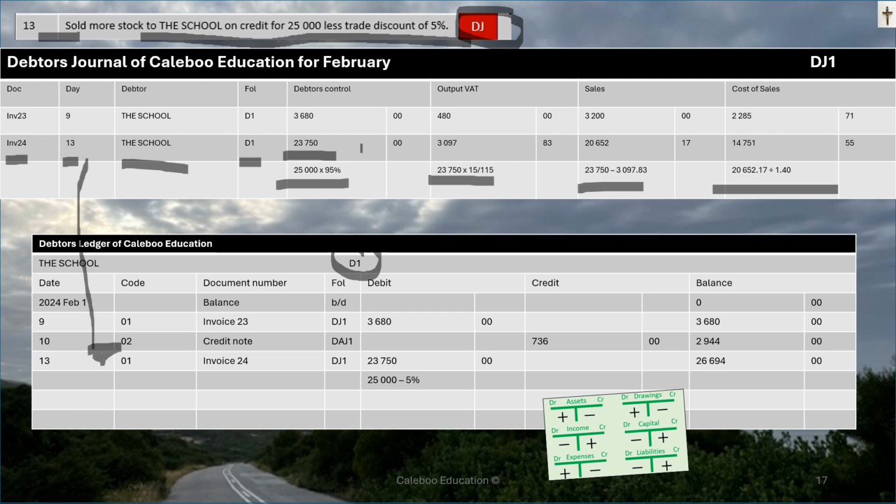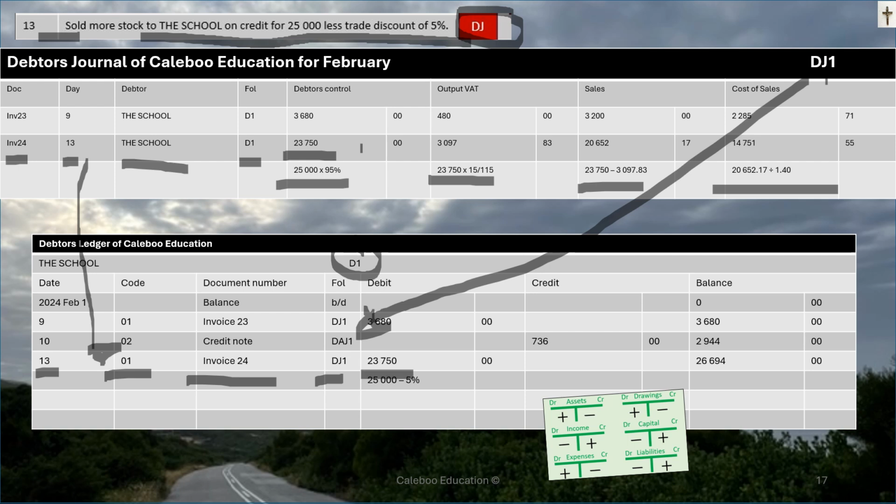That information gets taken to the account of the school. The code for credit is 01. What was the document and number? Invoice number 24. Where did the information come from? DJ1, the debtor's journal, and it was debited. Why? The debtor owed us more. It was an increase in the value of the asset. It must get debited according to the rules.